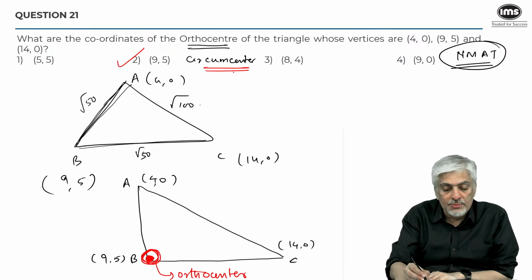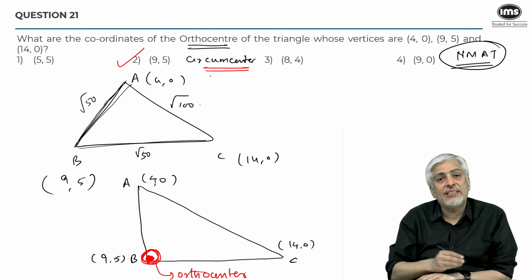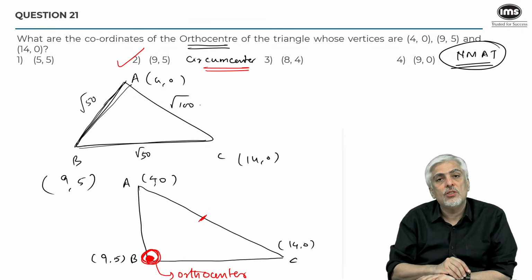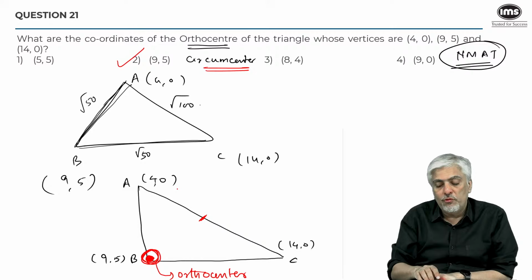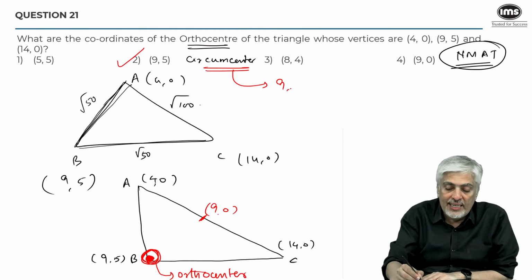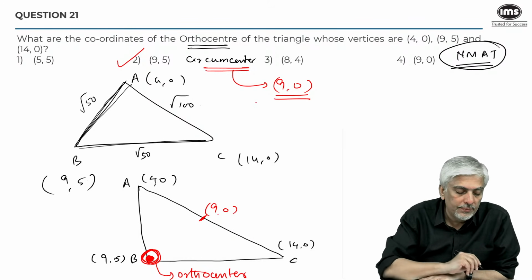What about the circumcenter? Circumcenter, as I explained earlier, will be the midpoint of the hypotenuse. Use the midpoint formula. 4 plus 14 is 18, half of 18 is 9, so (9, 0). So circumcenter will be (9, 0).